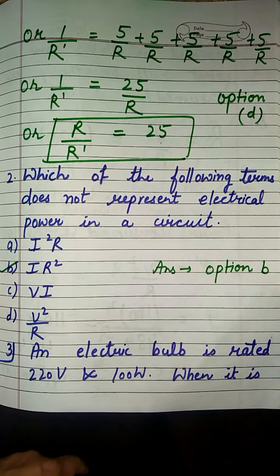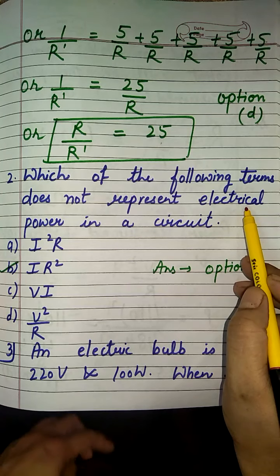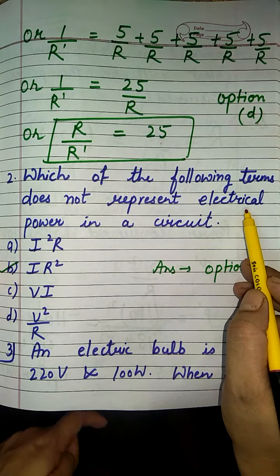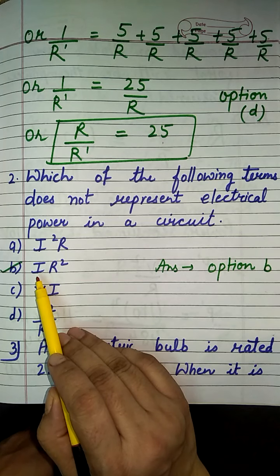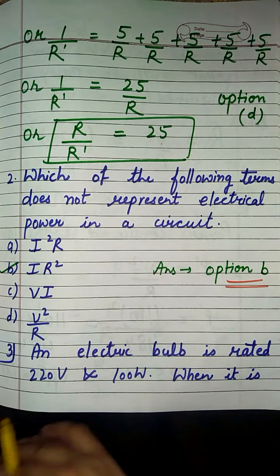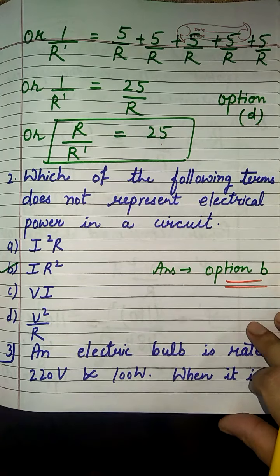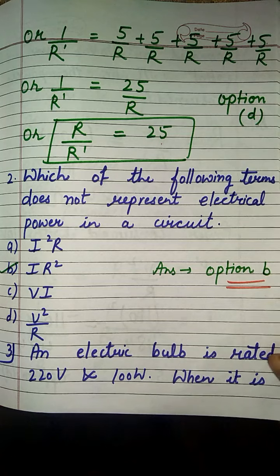Fine. Now next, which of the following terms does not represent power? Which is not the relationship for power? This is not the relationship, I R square. How will you come to know? Just only by the formulas. Formulas I have derived in the previous lecture. You can see from there.